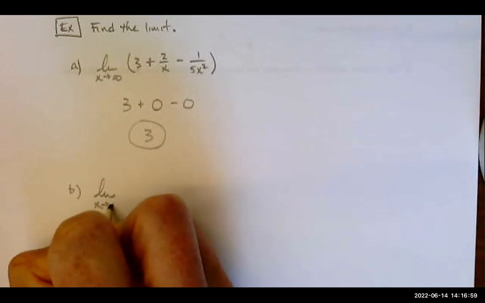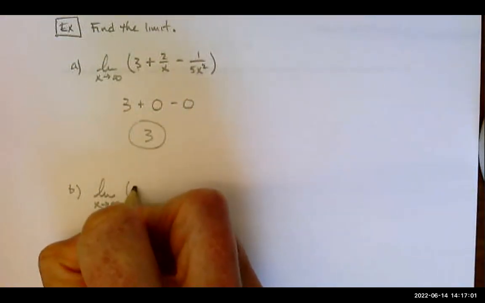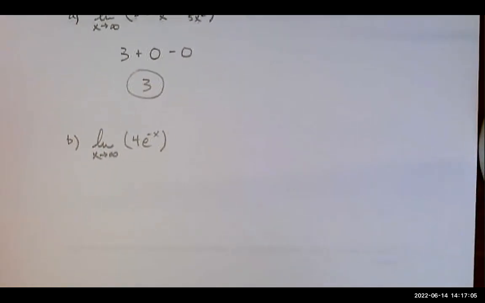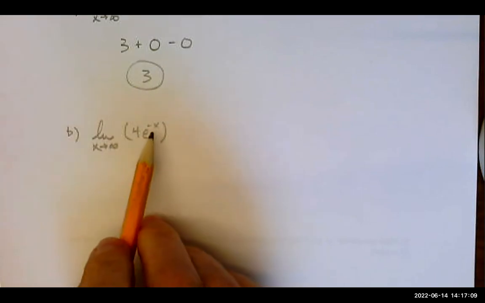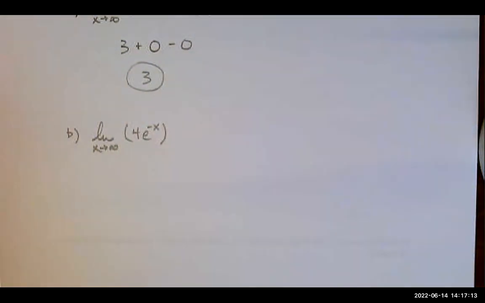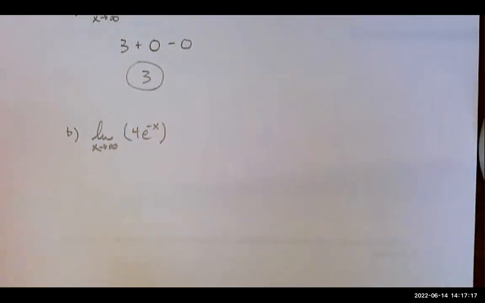The limit as x approaches infinity of 4e to the negative x. Now, this is interesting. If you thought about infinity getting plugged in here, that's not all that helpful, right? 4e to the negative infinity. So let's not think of it that way.